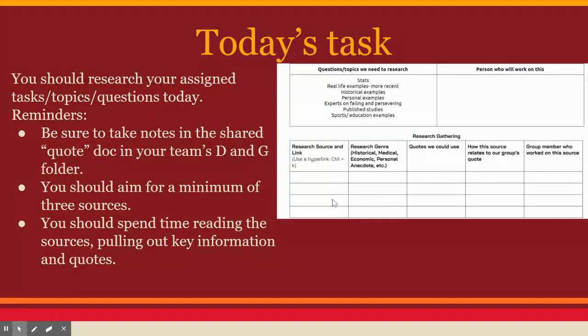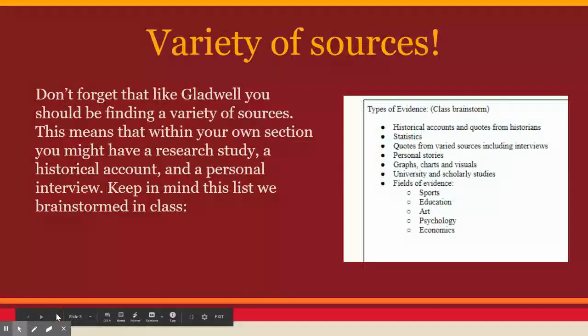Keep in mind, you're probably going to fill out several of these rows. Each group member will, because you want to aim for a minimum of 3 sources. Remember, you are writing a section of this argument, and within your section, you should have at least 3 different sources that you're using. Okay, so as part of this time, you should be reading the source, pulling out the key information and quotes, right? Don't just find a source, drop it, and move on, but rather take some time to read it. So when you come back together later in the week with your group, you can tell them a bit about the source and feel informed about it.